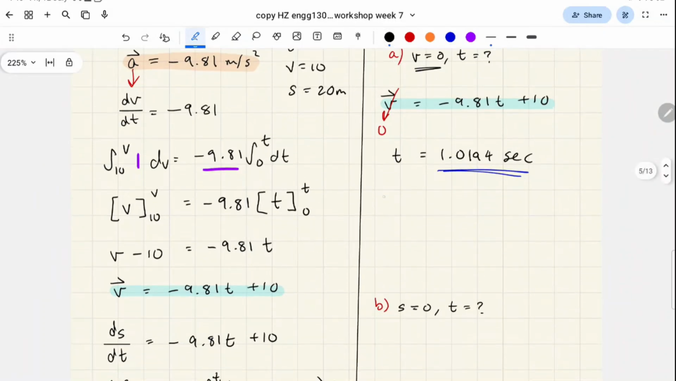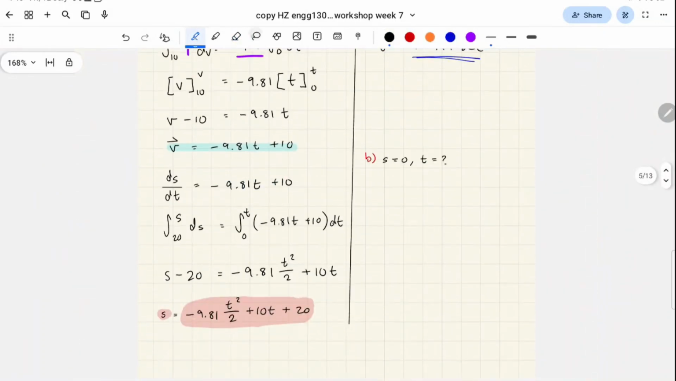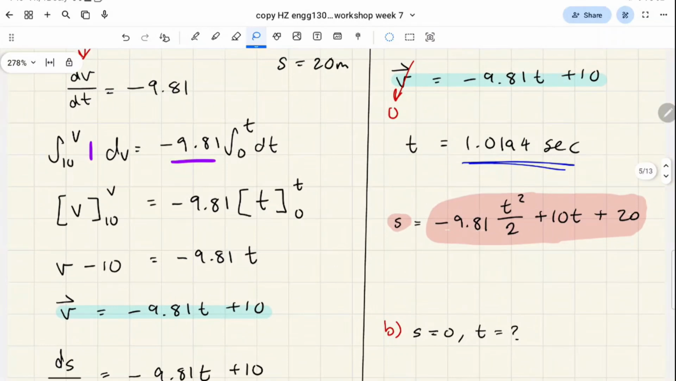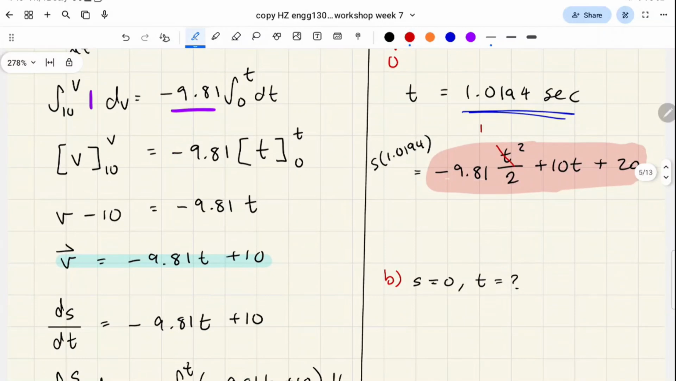And using this information, we can plug into our displacement formula. So we're going to plug it every time we see t. We're going to plug in 1.0194, right? Let's just do that. 1.0194, right? 25.097 meters. So this is the max height that the ball will reach, basically, right?